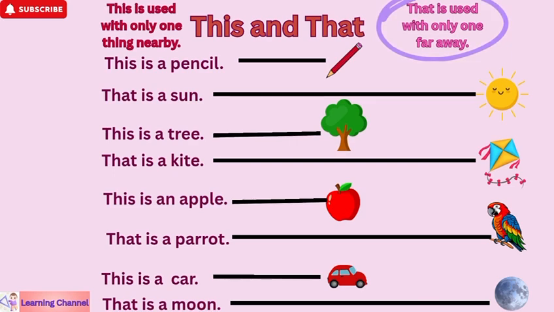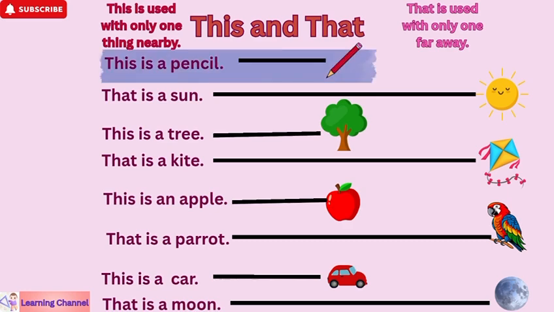Let's study with the examples. This is a pencil. You can see the pencil is nearby.